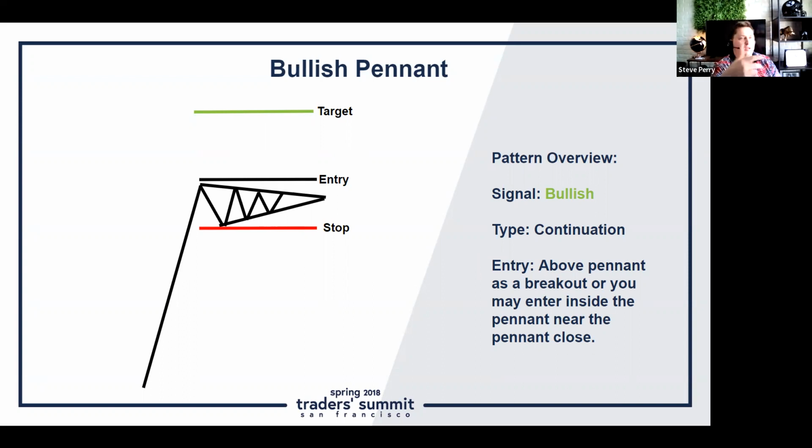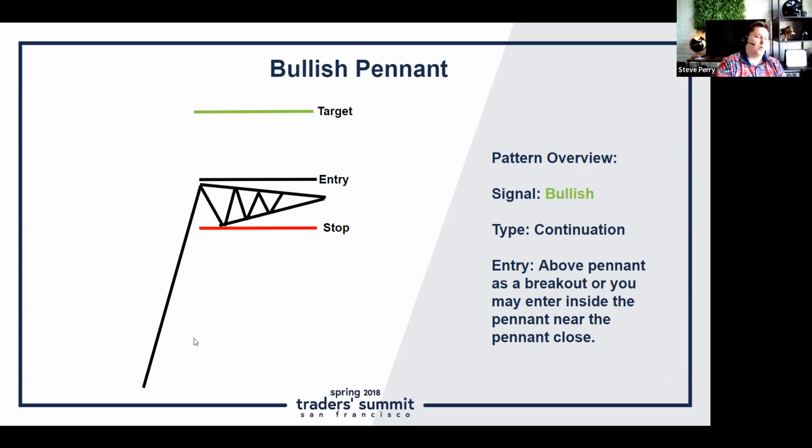So the bull pennant is a pretty awesome pattern that I would trade in the stock market. It's really awesome. And I think it's the king of all patterns, to be honest. It's my favorite. And maybe it's just because I've had so much success with it.